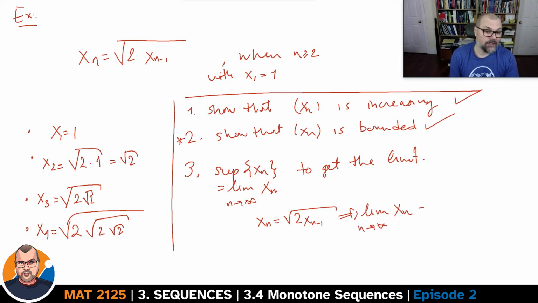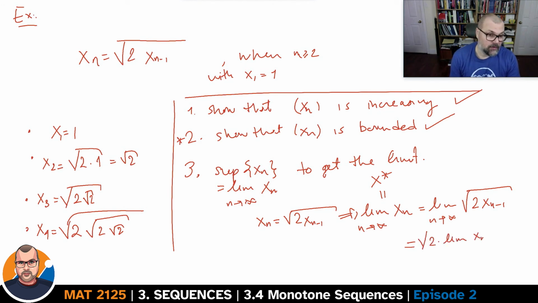This limit exists. It's got to be the same as the limit of the square root of twice xn minus 1. And because I know that this limit exists, let me call it here x star. I know that this limit here exists, meaning that I can use the results on operations on limits. This will be the square root of twice the limit of xn minus 1 when n goes to infinity. But this is also x star, the limit of xn or the limit of xn minus 1 when n goes to infinity. You're interested in what's happening eventually. So you end up with twice x star.